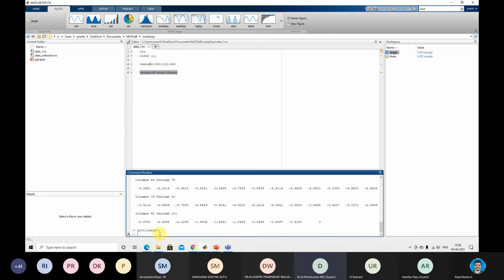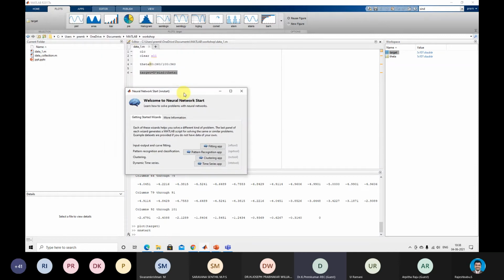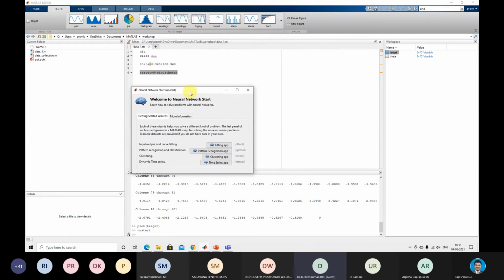For that, we just type nnstart here in the command window. After that, you will get this kind of window. That is nothing but the neural network training window.